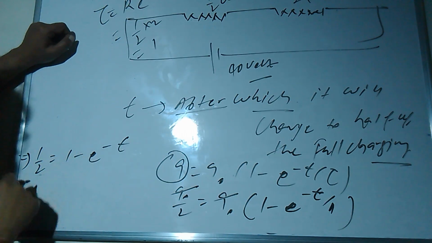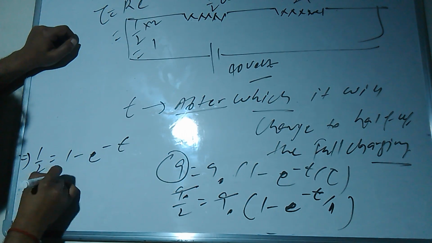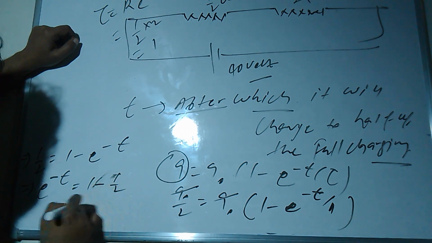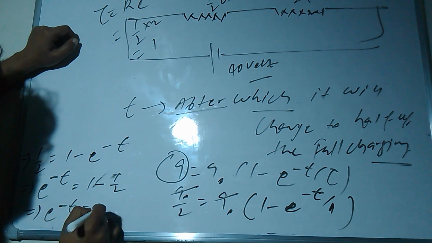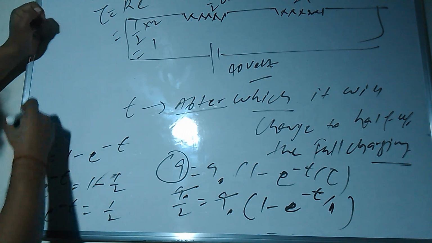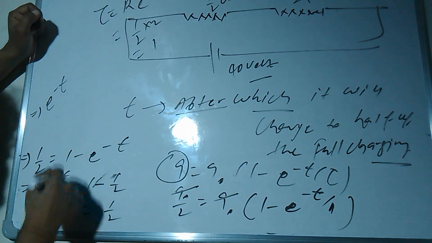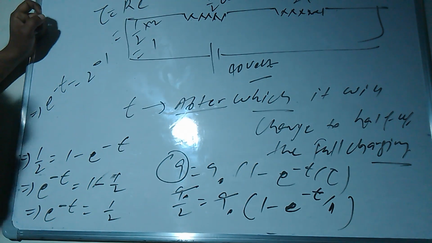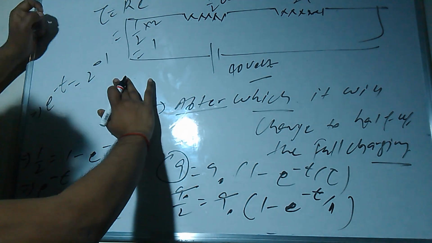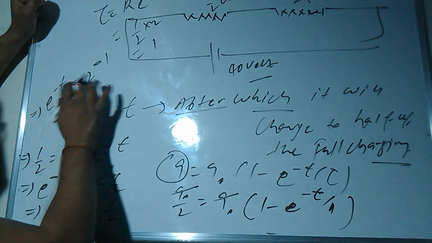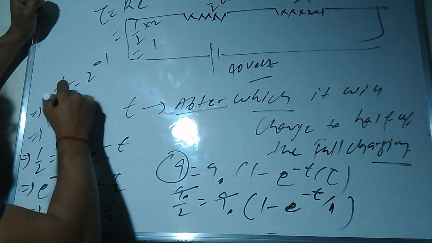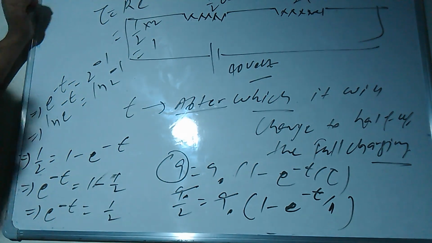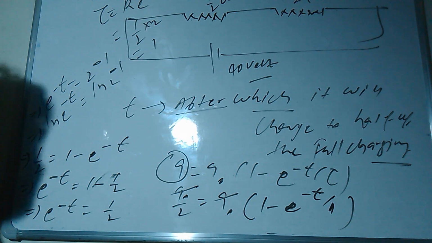I am taking this 1 this side and this 1 this side, so e to the power minus t equal to 1 minus 1 by 2. So e to the power minus t equal to 1 by 2. So we can say e to the power minus t is 2 to the power minus 1. Now we can take ln on both sides: ln e to the power minus t equal to ln 2 to the power minus 1.